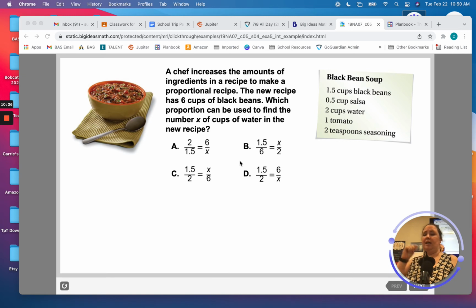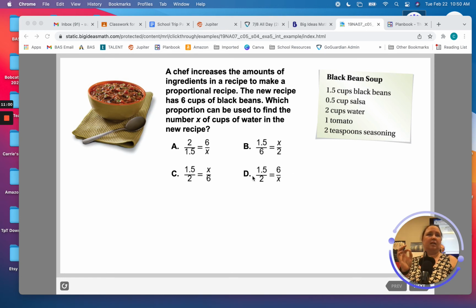Make sense? Yep. Okay, now we need to compare that with the equals to the new amount of beans. How much is the new amount of beans? 6. So going across the equal sign, you need to go from 1.5 to 6. Does this one go from 1.5 to 6? No, it goes from 1.5 to x. This one does not either. So you look here at D. This says 1.5 to 6. And then this is 2 to the we don't know how much water, right? So this is the ratio you need to use.